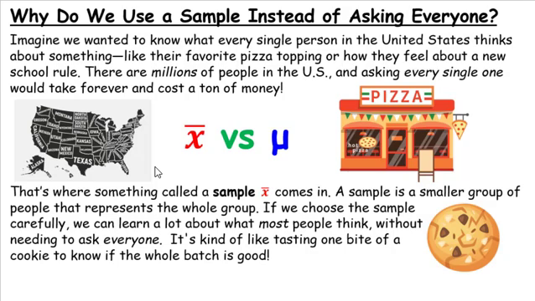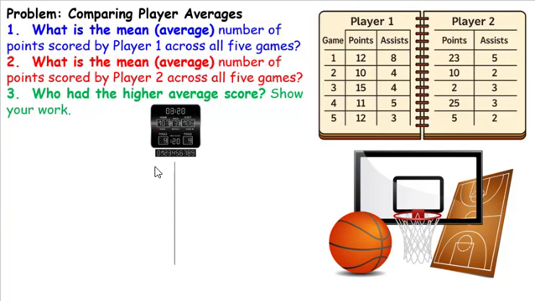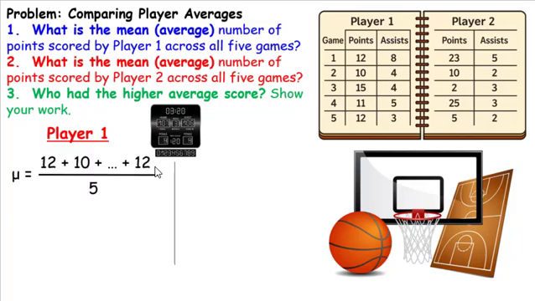Let's take it to the hard part. Let's compare player 1 and player 2 point averages. For player 1, to find out what the mean of player 1's points are, all we have to do is add them all up and divide by how many. In this case, I entered the first value, 12, then the second value, 10, plus dot dot dot plus the last value, 12. Now, this is a shortcut instead of writing all the numbers.